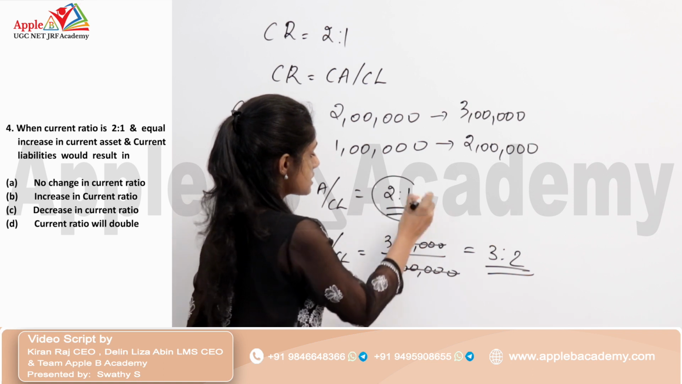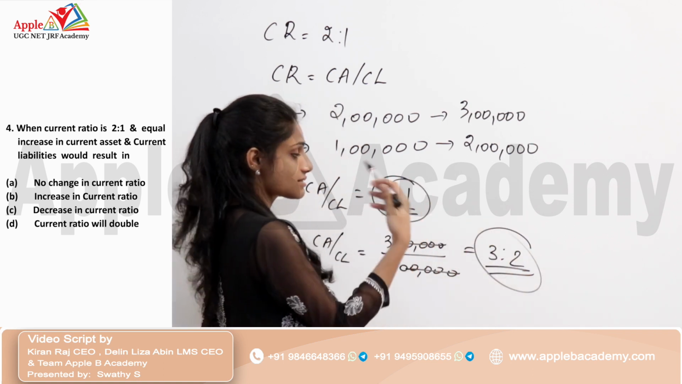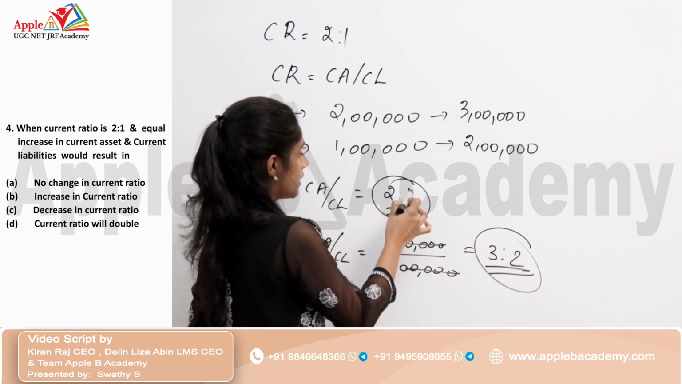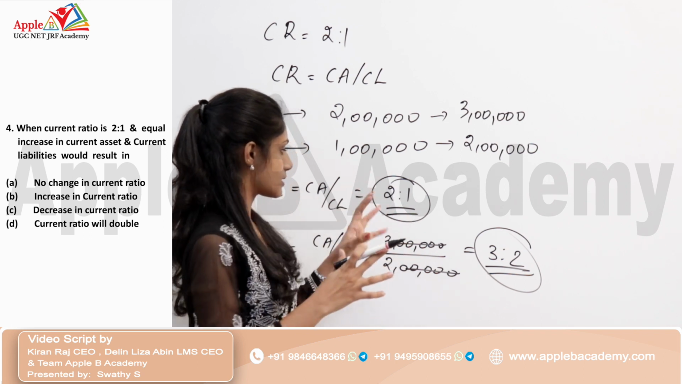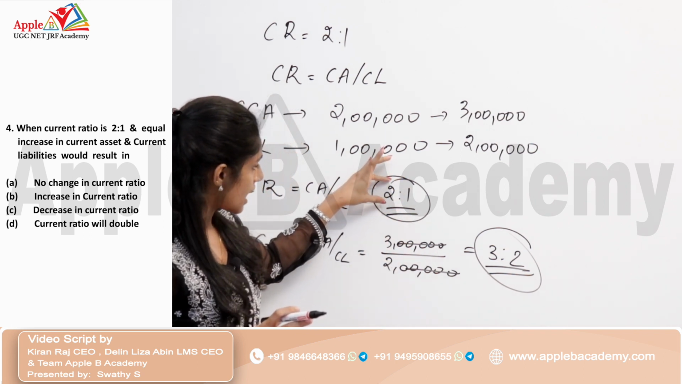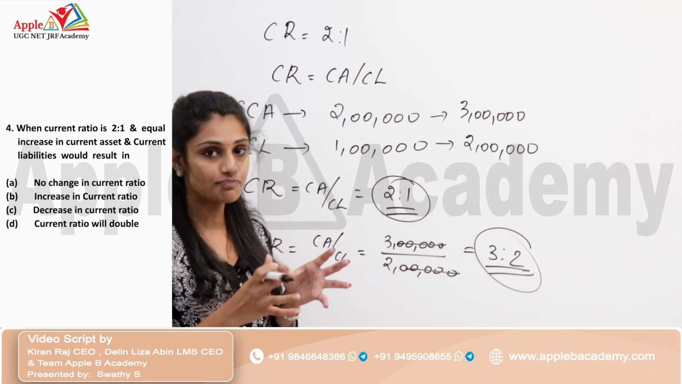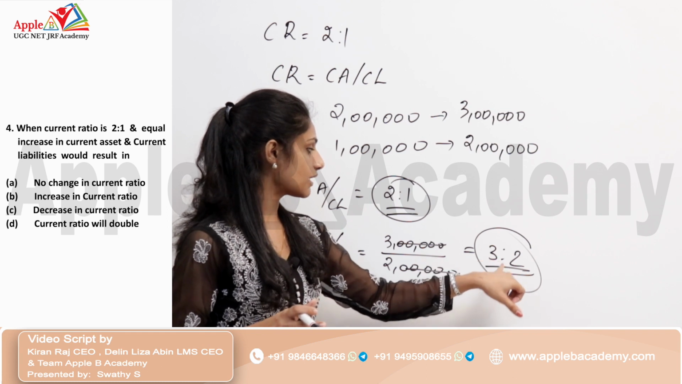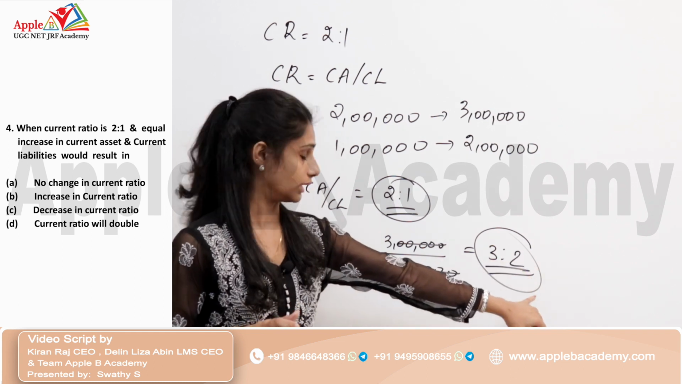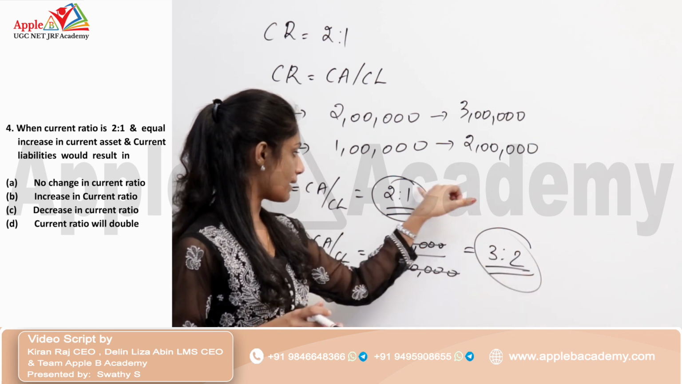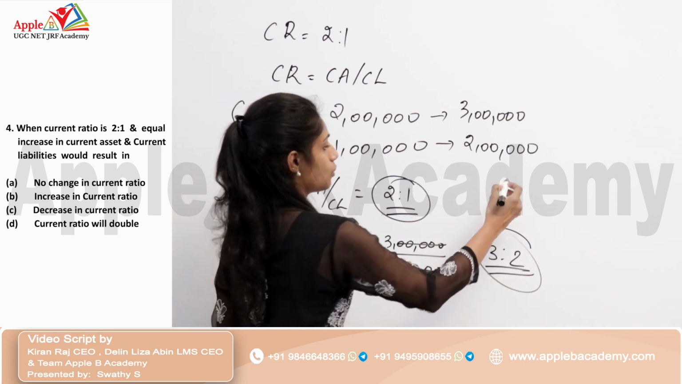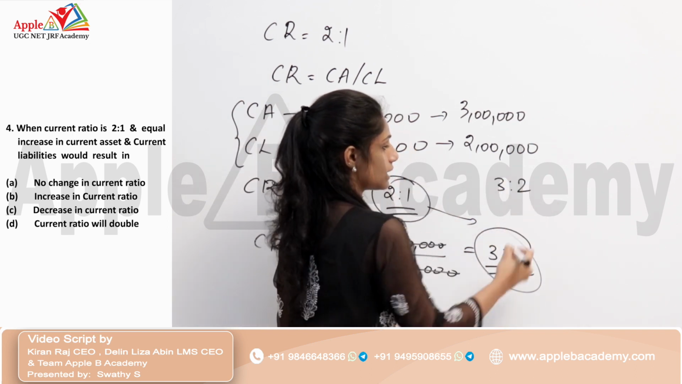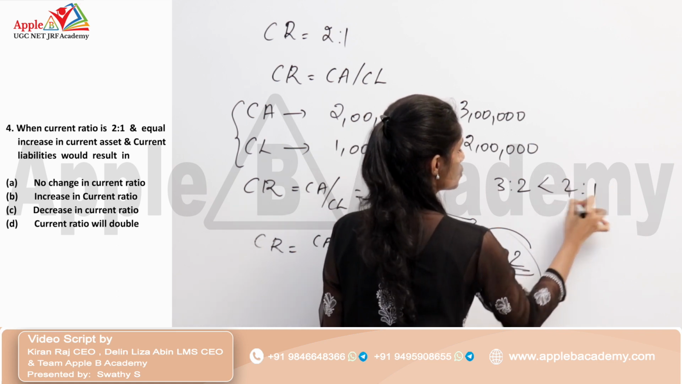So see how this differs, whether 2:1 is greater than or less than 3:2. 2:1 means there is a larger amount of current asset and the current liability is just half of it. But coming to this one, current asset is about 3/5 portion and current liability is 2/5 only. So in this situation current liability is higher compared to the earlier one, and we know this 2:1 is actually the greater one. Okay, so this 3:2 is actually less than 2:1.